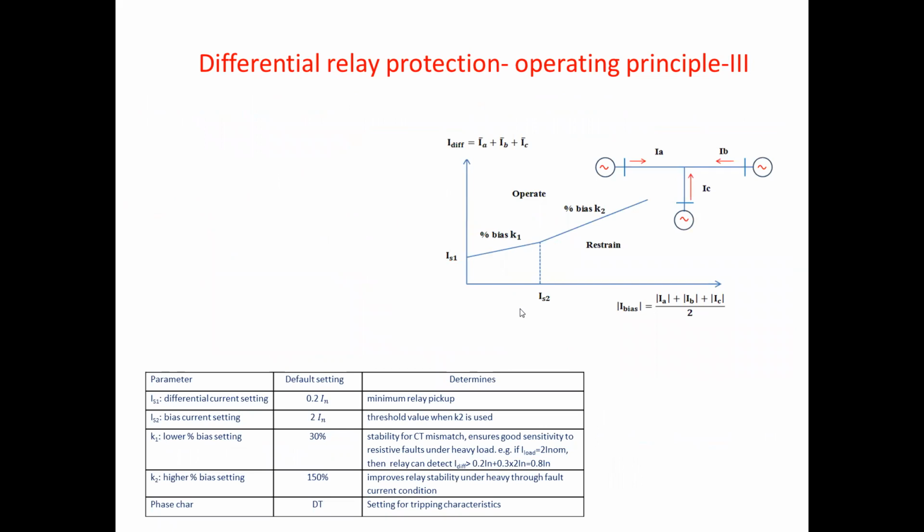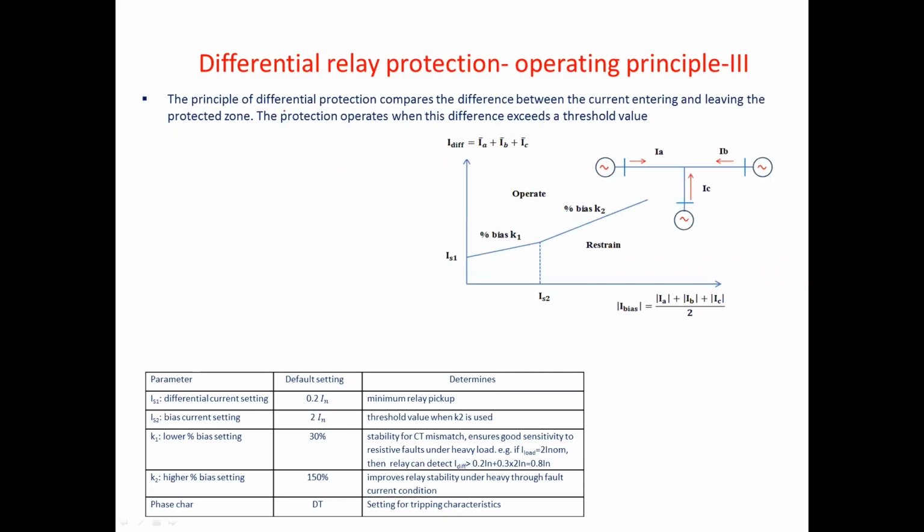So how do we set this? How is the relay configured? The principle of differential protection, as we said already, compares the difference between the current entering and leaving the node. The protection operates when this difference exceeds a threshold value. So how do we calculate these settings? For instance, if we have three sources here, or n number of sources, the setting will be, for example, I differential here: IA plus IB plus IC.